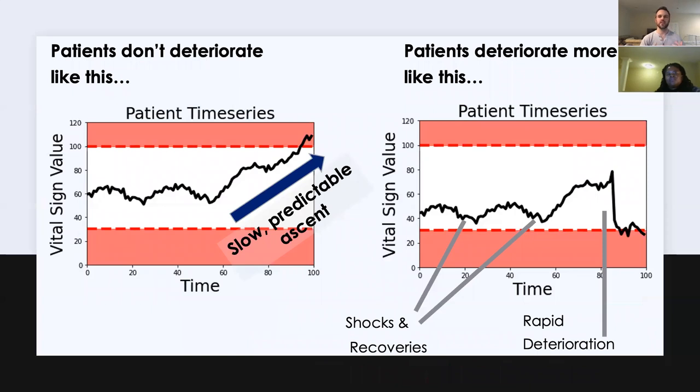And to add insult to injury, our understanding of what that data generative process looked like was also flawed. We were imagining that these patients would have these slow, predictable deteriorations, where their heart rate would slowly climb into an unstable range, or slowly descend into a worrisome range. But that's actually not what it looked like. When patients were deteriorating, it looked something more like this, where their vital signs would have these shocks, these destabilizations. They would drop or rise, but they wouldn't surpass these critical thresholds. And they'd have a number of these shocks before finally losing homeostasis and having a rapid deterioration.